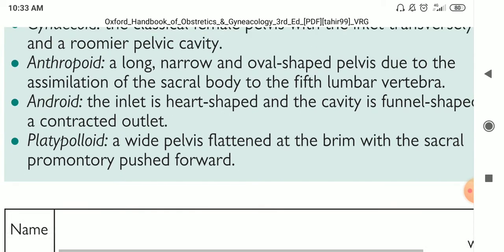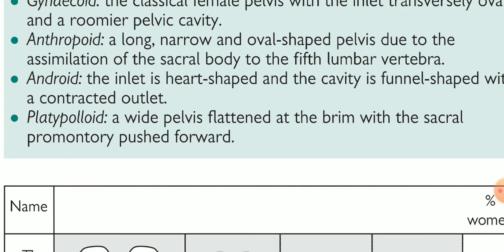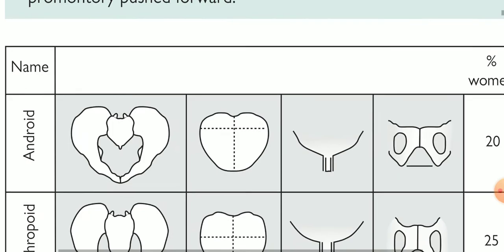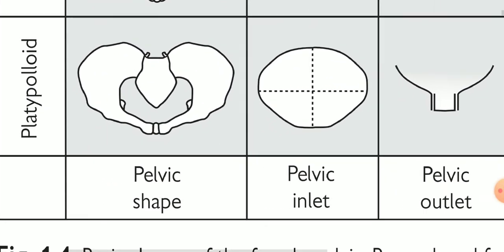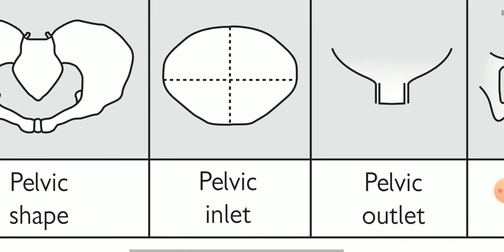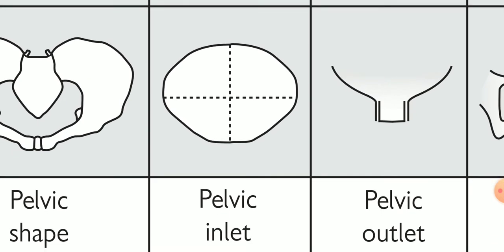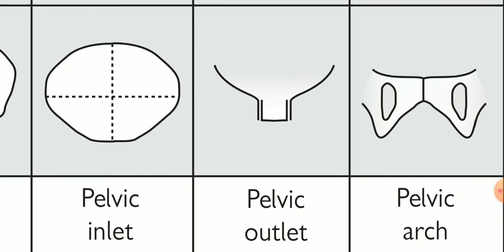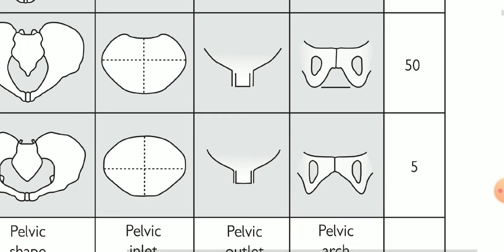And what about the platypelloid? Platypelloid is a wide pelvis flattened at the brim with the sacral promontory pushed forward. So it is a very rare condition. See, the pelvis is oval, the pelvic inlet is flat, and the pelvic outlet is wide, and the pelvic arch is also wide, flat.